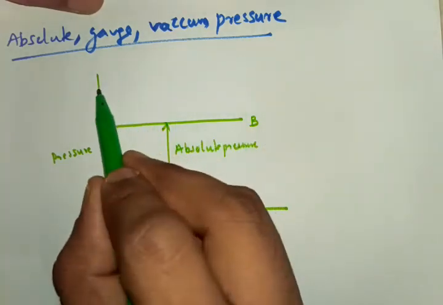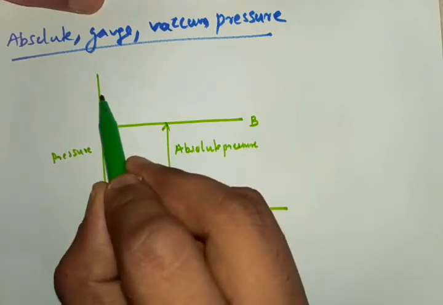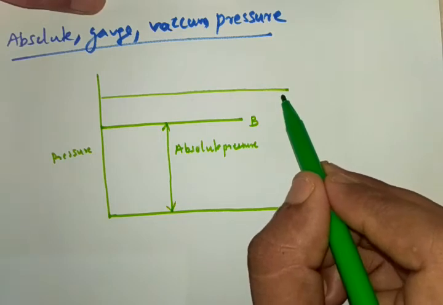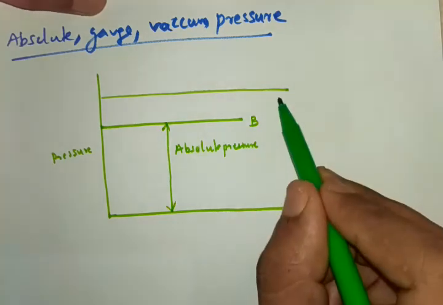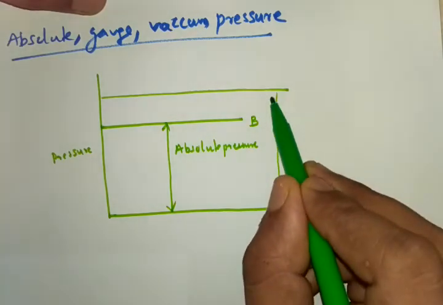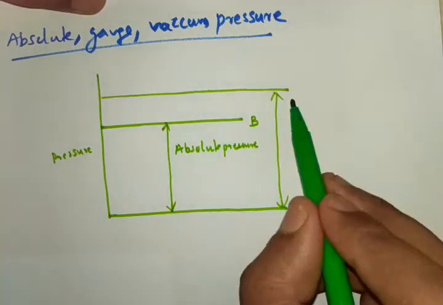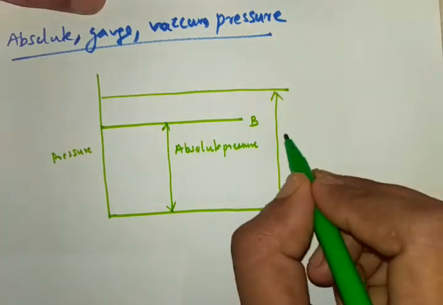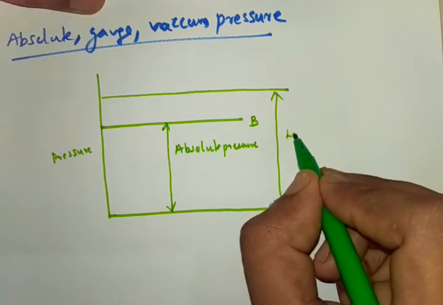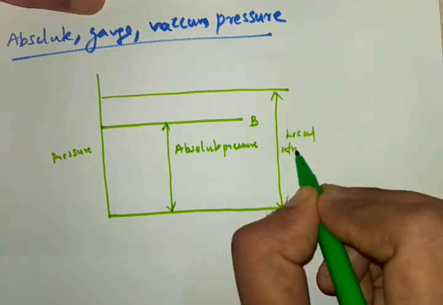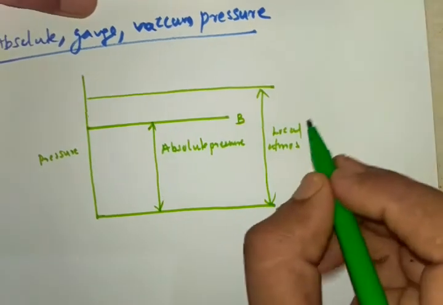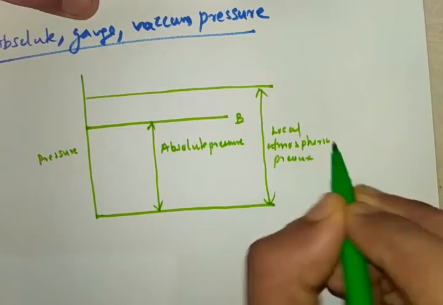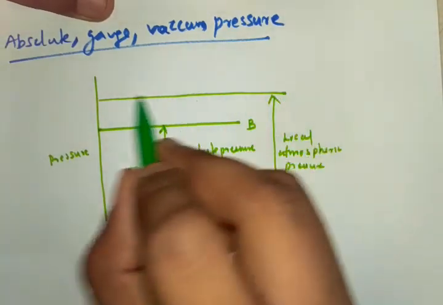Okay, so now you consider a point at the surface of the earth, where you can find the local atmospheric pressure from the complete vacuum. Let's take it on the surface of the earth. So this is the barometric pressure or local atmospheric pressure. It is at the surface of the earth.